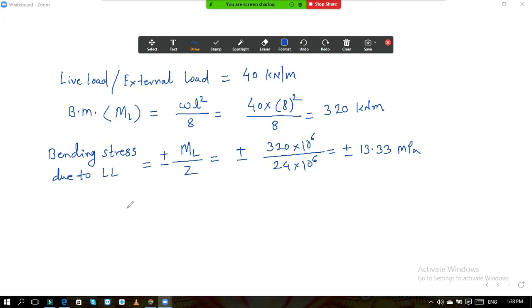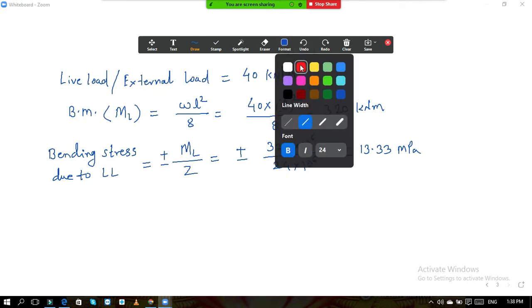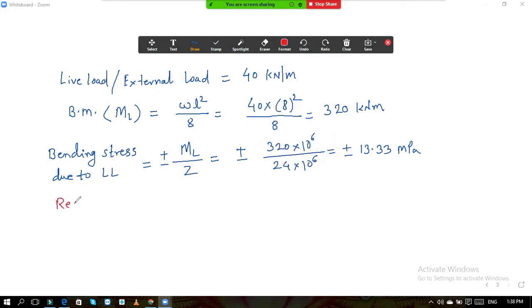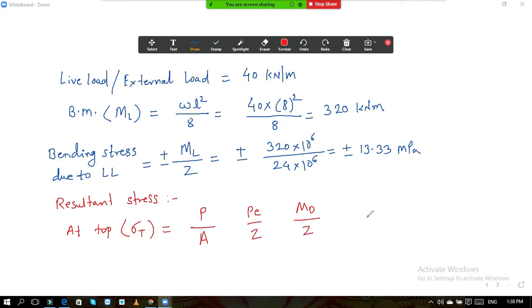So now the last step, resultant stresses. Now this is the stress concept. So first of all, we need to find out the resultant stress at top. At top you will calculate sigma T is equal to, what is the stress at top? Now direct stress will be there, P by A. Then your stress due to eccentricity, PE by Z. Then bending stress due to dead load, MD by Z, and then ML by Z.